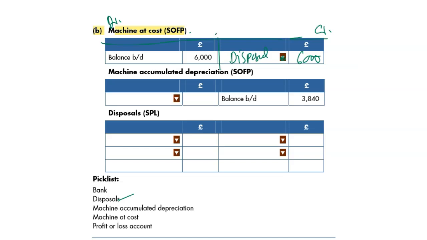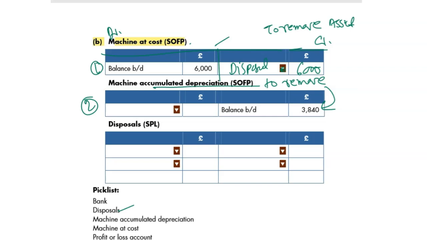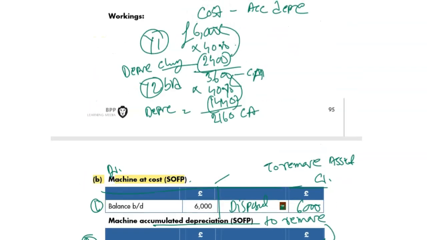The first T account is to remove the asset. The second one is to remove accumulated depreciation. Now accumulated depreciation is a credit account, so the balance brought down on the credit side is 3,840. We need to remove it. Let me show you how you get the 3,840: the first two years' depreciation.